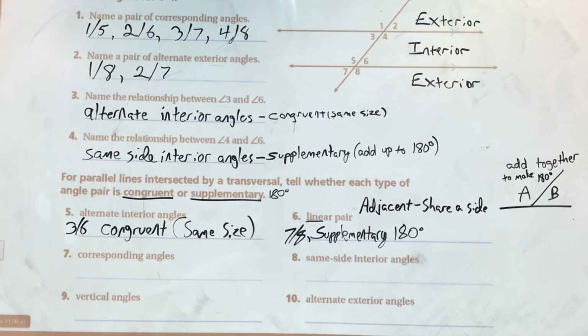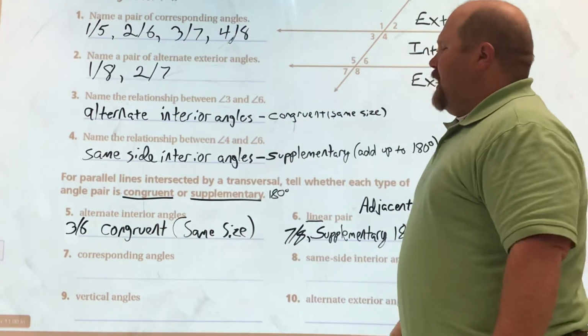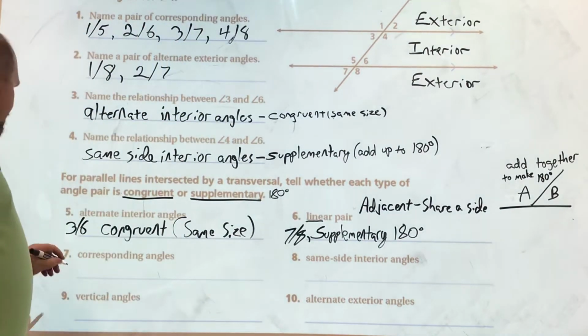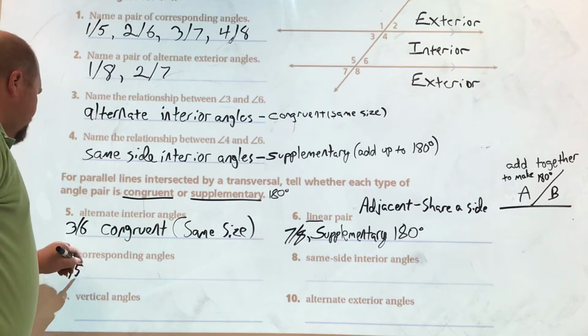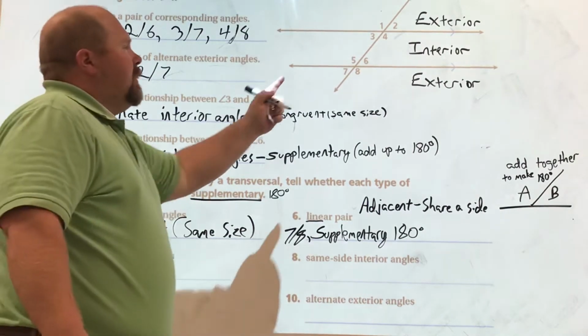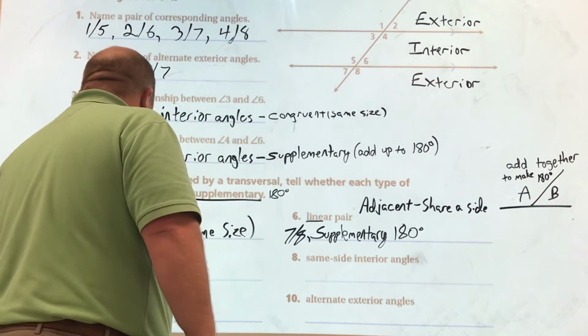All right, number 7, corresponding angles. We talked about that right up here, number 1. They have to be congruent, and they have to have the same orientation. So once again, we could just use angles 1 and 5 as our example. And are they congruent? Are they the same, 1 and 5? Yes, they're absolutely congruent.